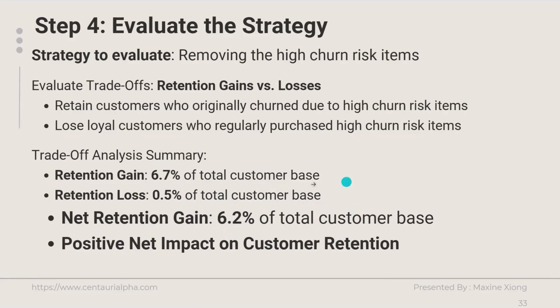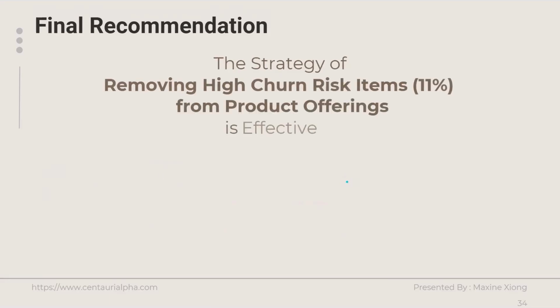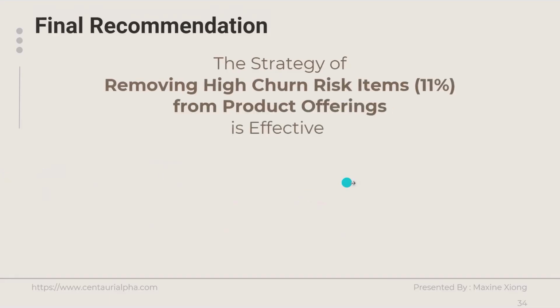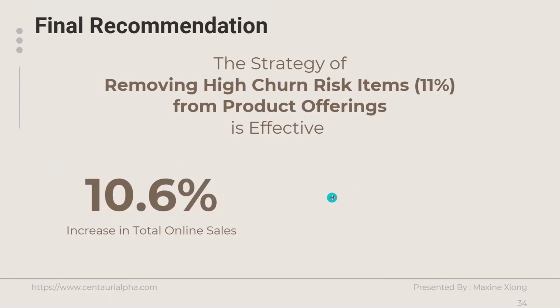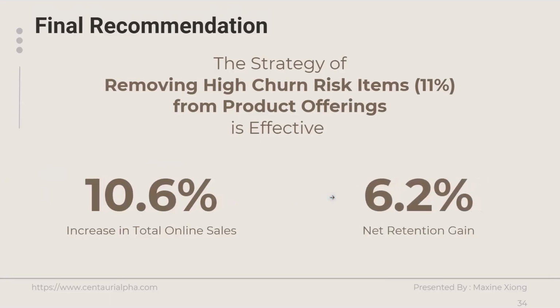total customer base. In conclusion, the strategy of removing high churn risk items from the client's product offering is estimated to be effective. It will help boost the total online sales by 10.6% and increase the customer retention by 6.2%.